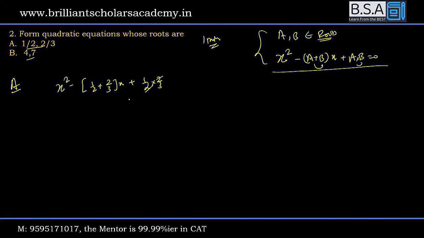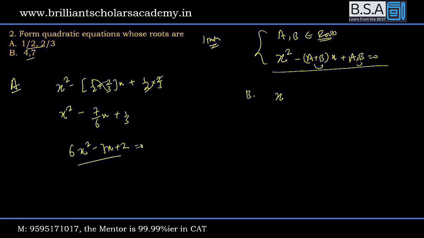No rocket science, कोई rocket science नहीं है इसमें. एक्स स्क्वायर बीच में ये ऊपर जाएगा 3, ऊपर जाएगा 4, 3 plus 4 7 by 6x plus 1 by 3. Cross multiply with 6, 6x square minus 7x plus 2. Your job is done. Equal to 0 कर दो, it's fine. b ये तो आपने सॉल्व किया है. What will be x square minus 4 plus 7x plus 4 into 7. x square minus 11x plus 28.